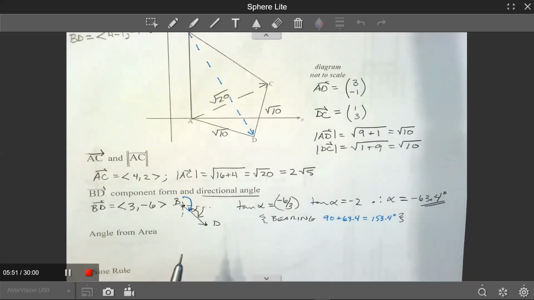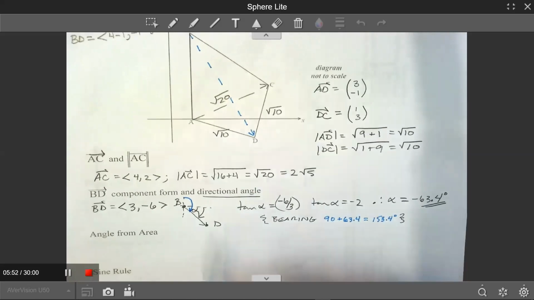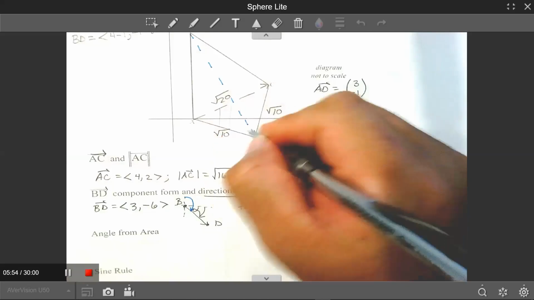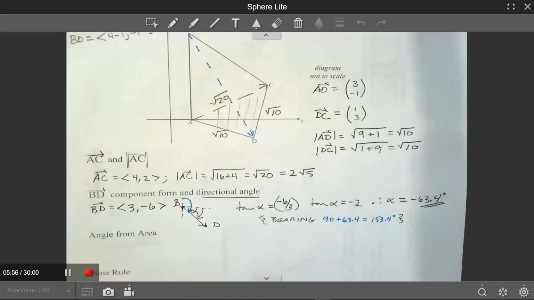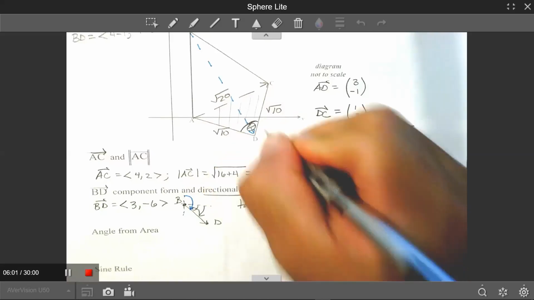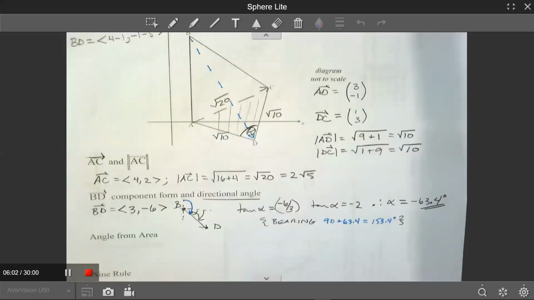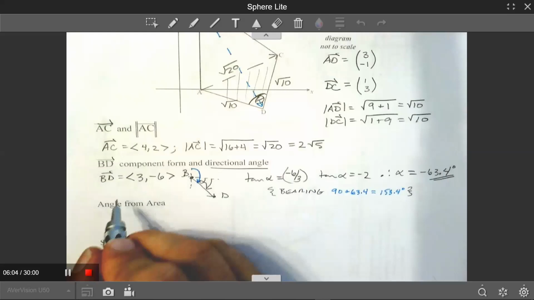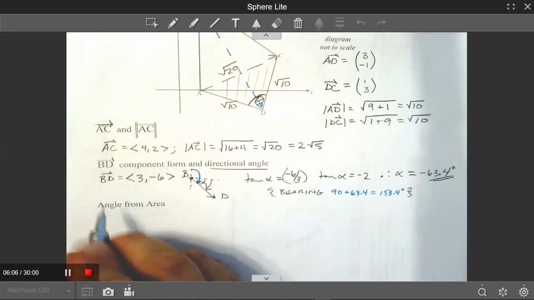What if I want to find an angle from an area? Let's say I know information about that triangle there, and I want to find information on this angle right here. We'll call that ADC. Let's say that triangle ADC has an area of 5.